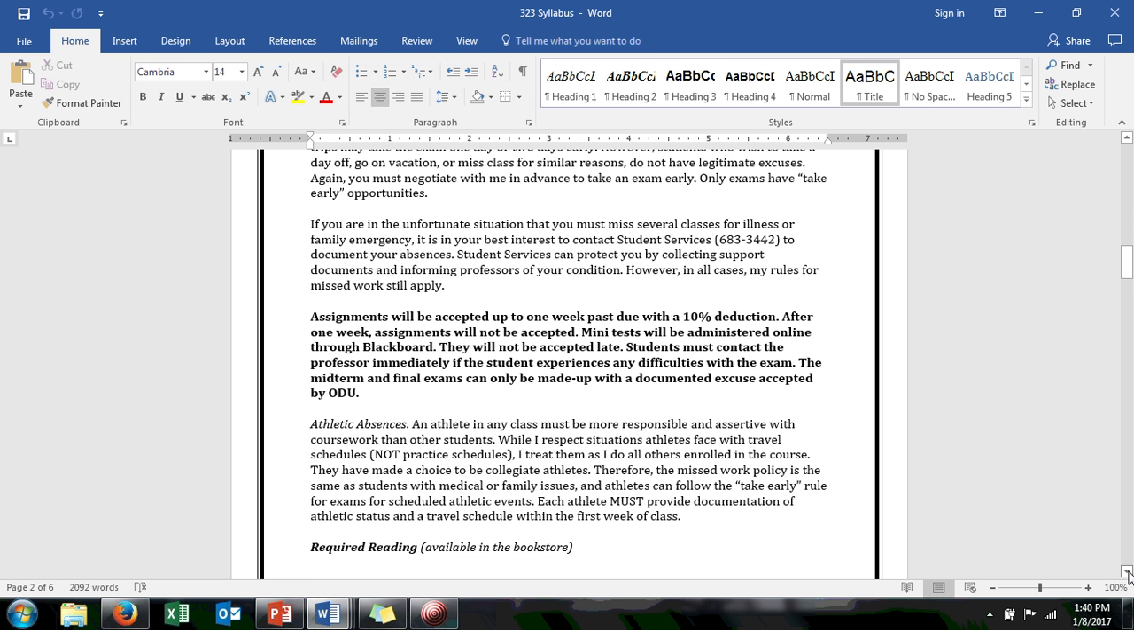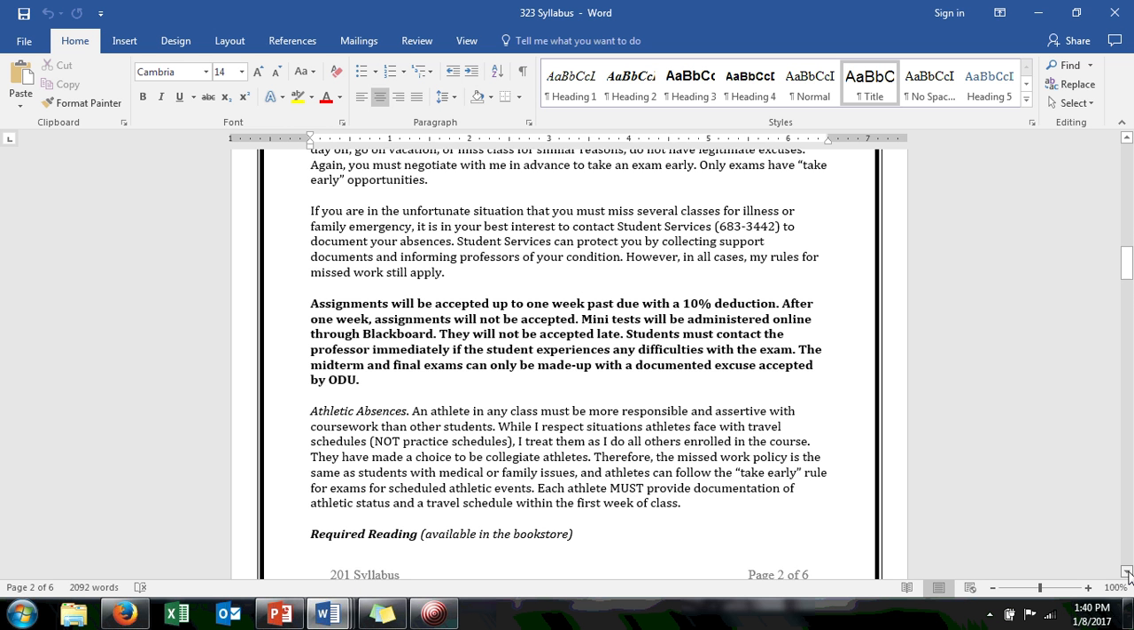Student athletes have to be more responsible. You're expected to keep up with your coursework as well as your athletics. If you have some sort of travel schedule that you need some accommodations for, please let me know. You're supposed to provide me with documentation of athletic status during the first week. Obviously, this is not going to be easy to do since we're not meeting in person.